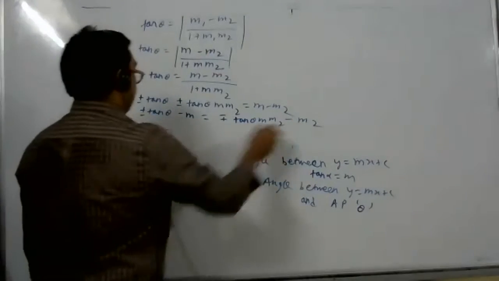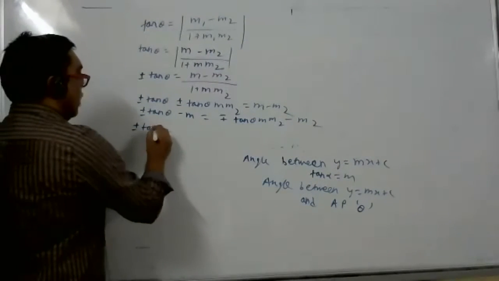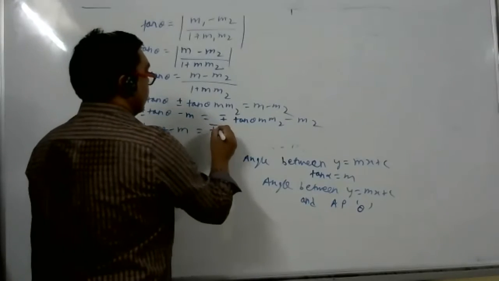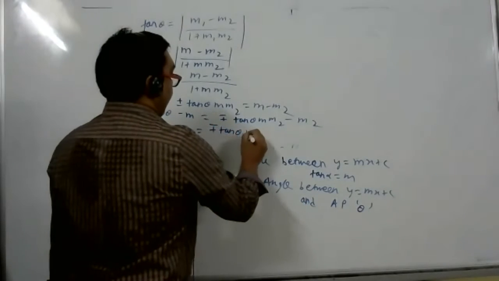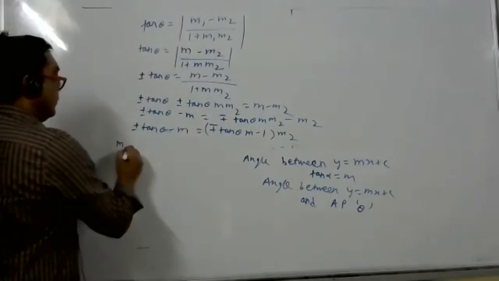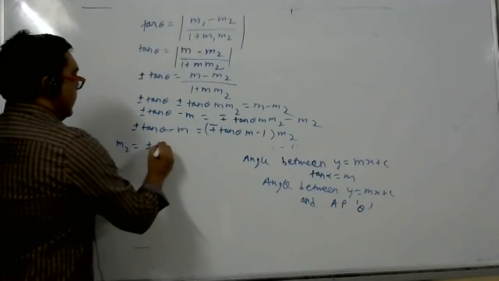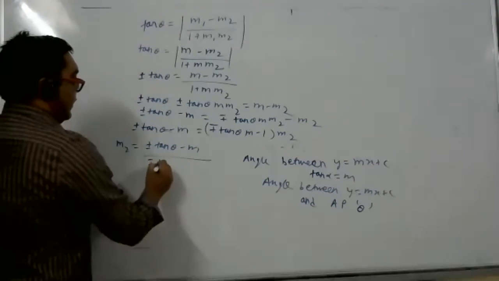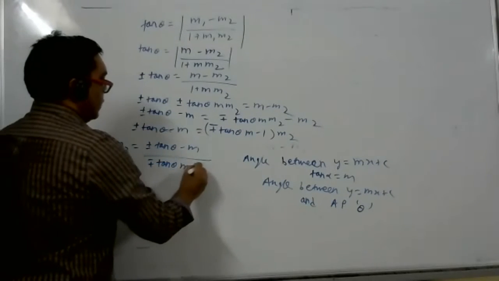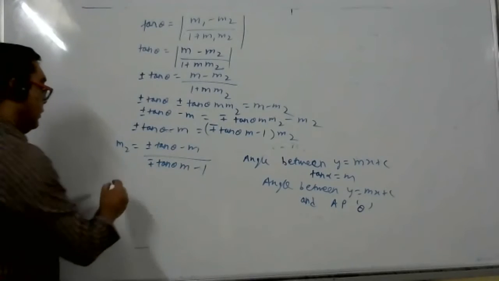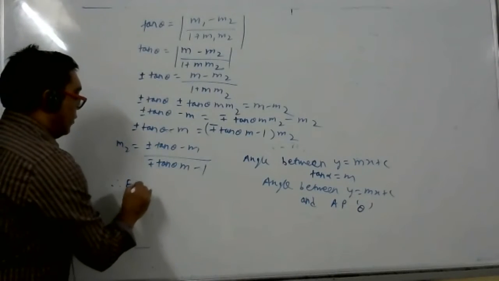m2 common, student. Yes, sir. So what will we get? Minus plus tan theta m minus 1, m2 outside. What is the m2 value, student? m2 value is plus minus tan theta minus m by minus plus tan theta m minus 1. Is it correct? Yes, sir, correct.